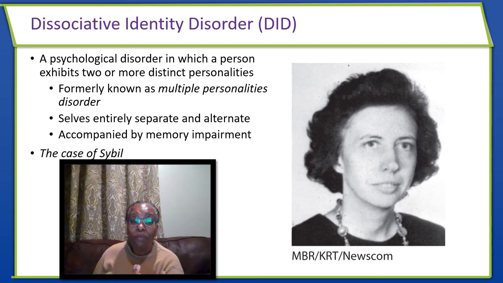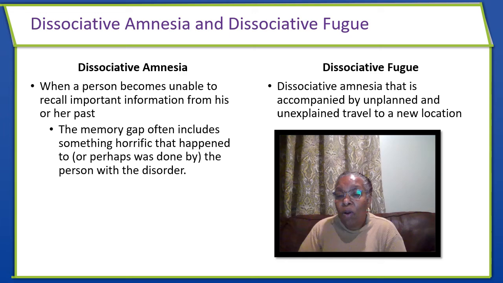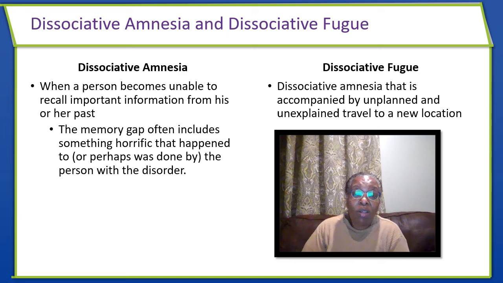Now, like I mentioned, there's those two others. When we look at dissociative amnesia, the main thing you're going to know about it is that a person does have difficulties being able to recall important information about their past. These memory gaps are generally going to be associated with a traumatic event that occurred. So that's why it tears them from themselves, where they're not able to remember.